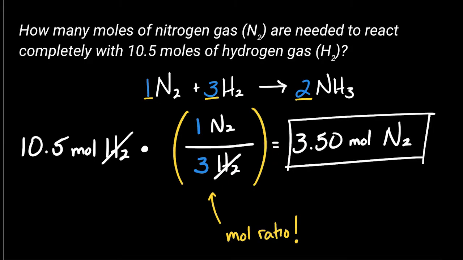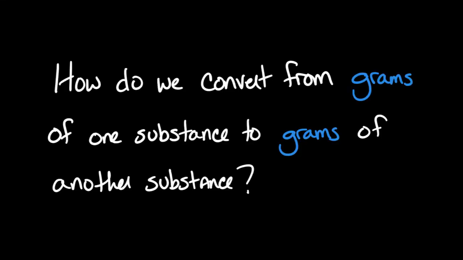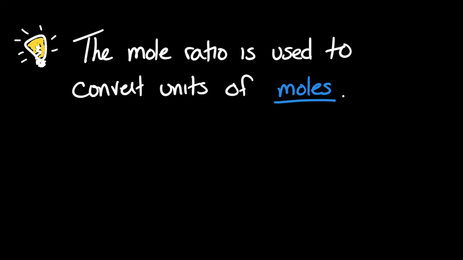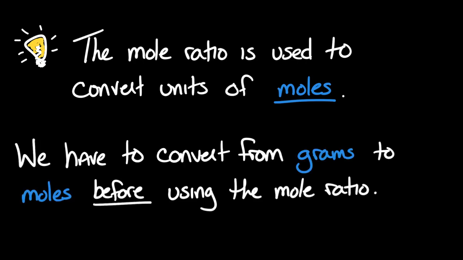In our last video, we saw that the mole ratio can be used to convert between quantities of substances when our units are in moles. But that begs the question, how do we convert from grams of one substance in a chemical reaction to grams of another substance in that chemical reaction? Well, the most important thing to remember is that the mole ratio is used to convert units of moles. That's why it's called the mole ratio. What I mean by that is we have to convert from grams to moles before we can use that mole ratio. We have to do a unit conversion.